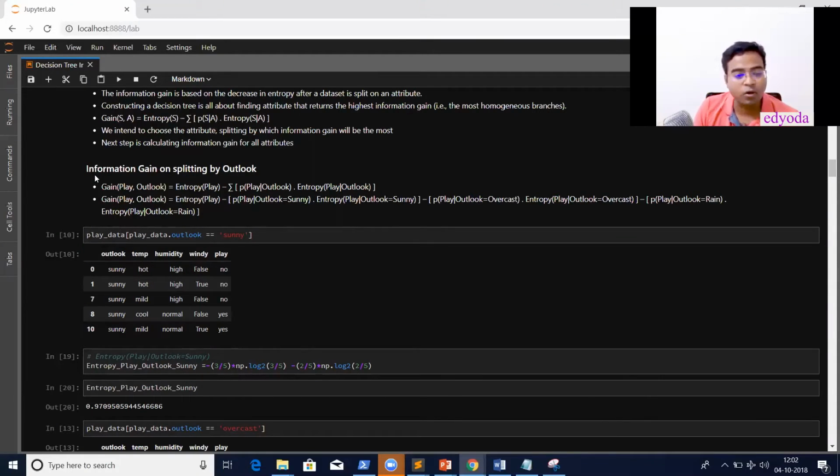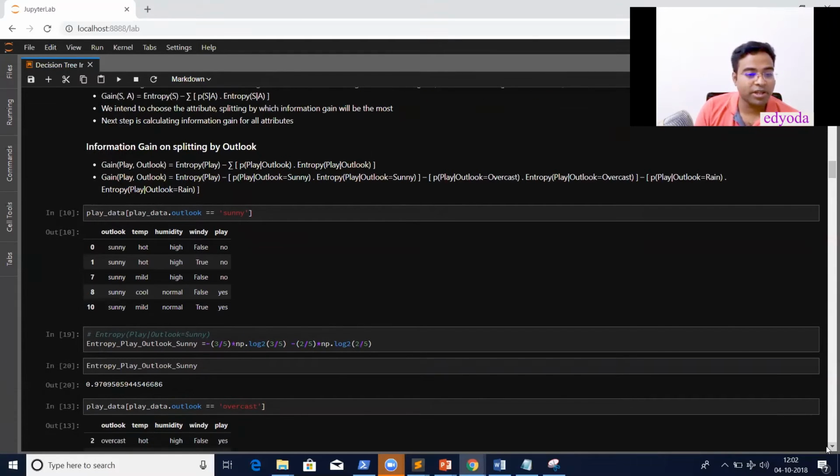Let's do the math on how to generate this decision tree. First is the gain when you split by outlook. This is the entropy of the entire data set, and this is what the gain formula is. For each attribute value, we have sunny, overcast, and rainy. For all three, we have to calculate the probability of that particular event and the entropy of play when it is sunny, entropy of play when it is overcast, and entropy of play when it is rainy. So this is what we have to figure out.